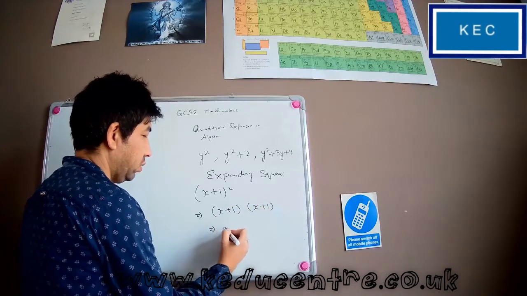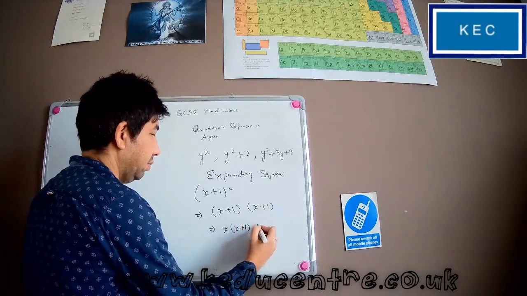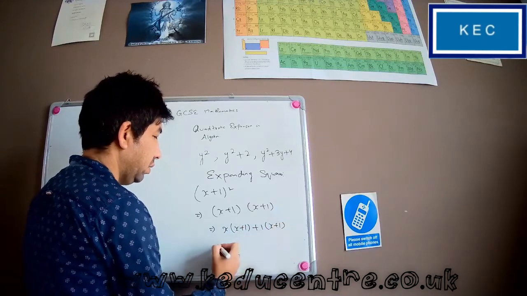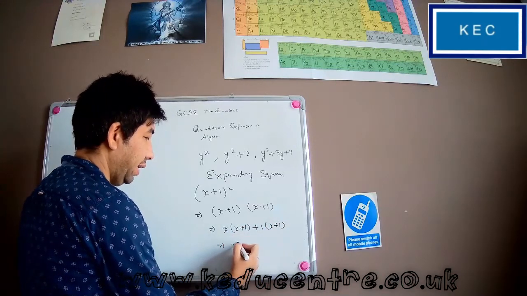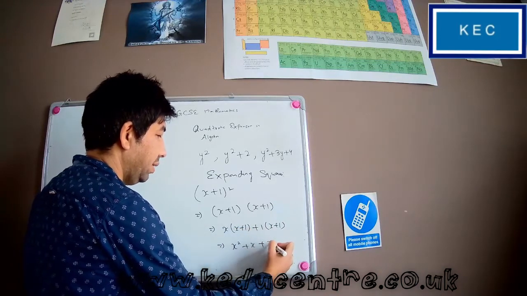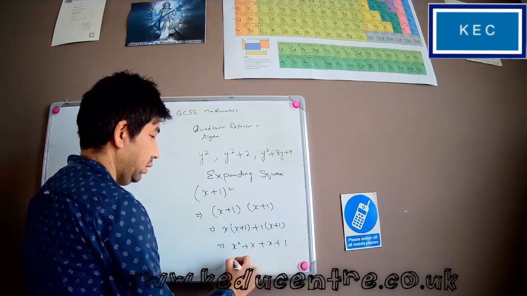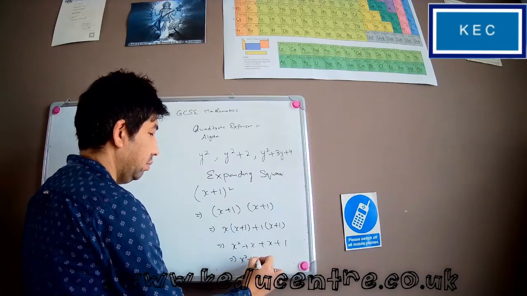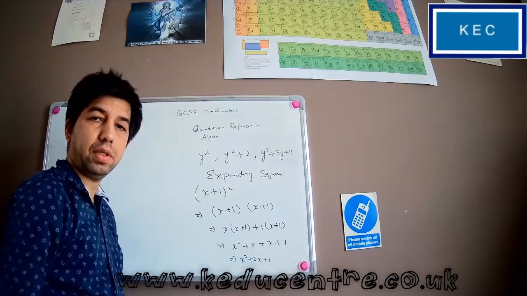So this will give me x into x plus 1 plus 1 into x plus 1. Which becomes what? x into x will be x square, plus x into 1 will be x, plus 1 into x will be x. So this will become x square plus 2x plus 1. Okay.